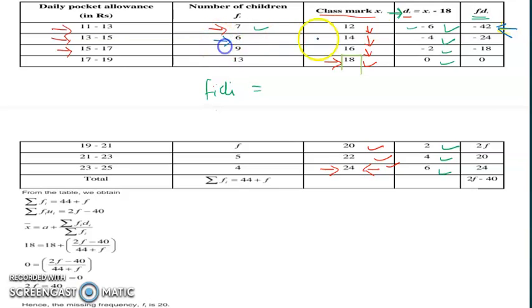So 6 into minus 4 is how much, students? Minus 24. 9 into minus 2 is how much? Minus 18. So this is fi di, simple. 7 into minus 6 is equal to minus 42. 6 into minus 4 is equal to minus 24. So this is the way we are getting all these values. I hope now you are clear with the class mark xi, then with di, which is xi minus a, and then fi di.